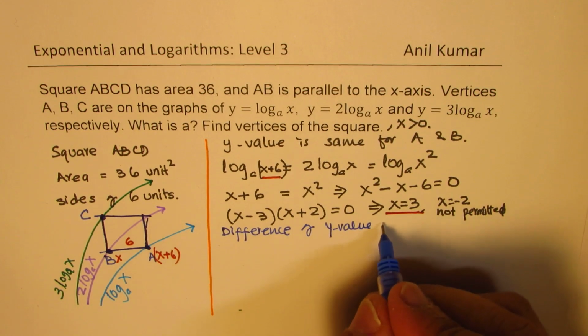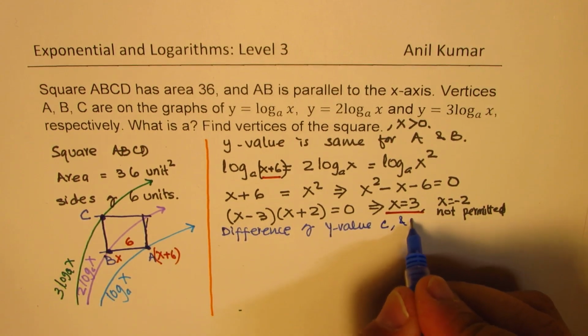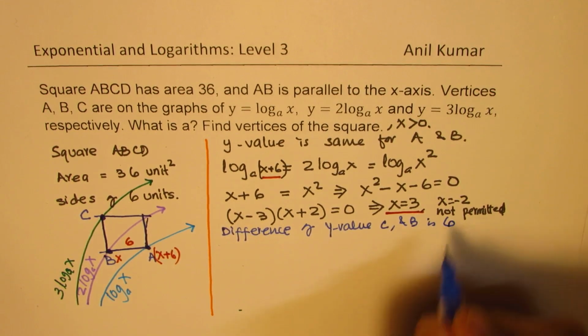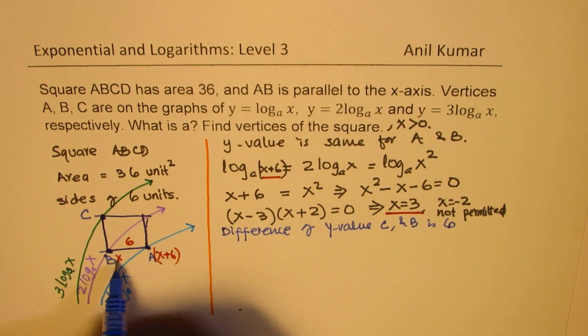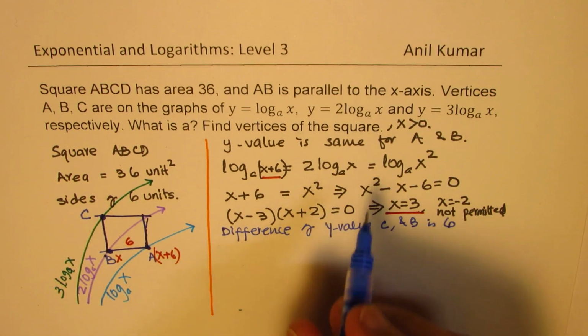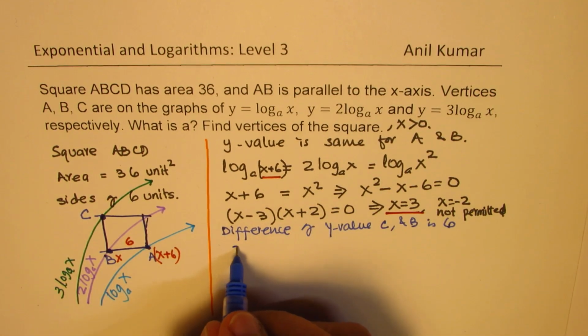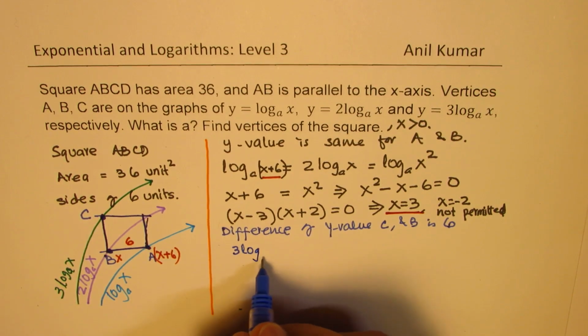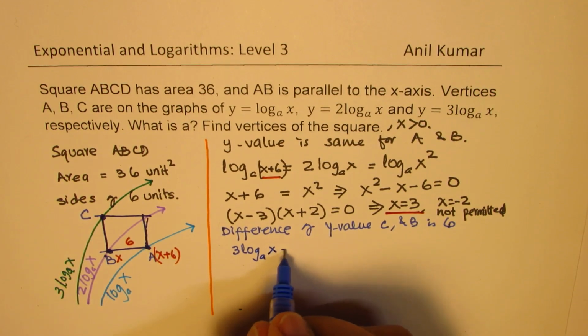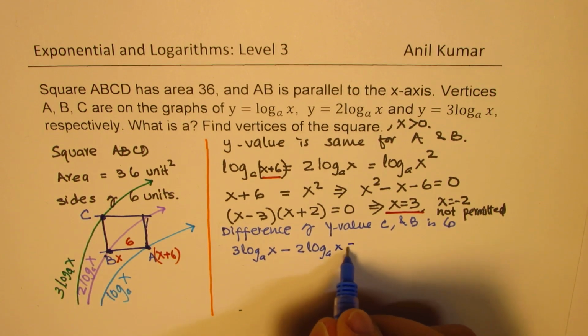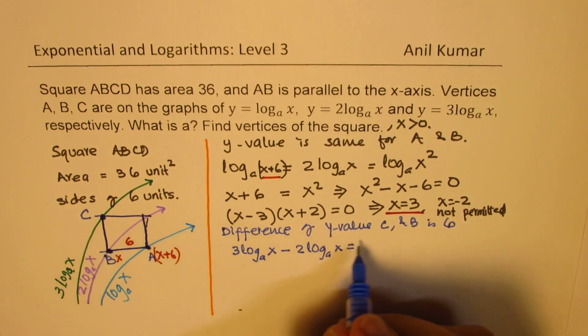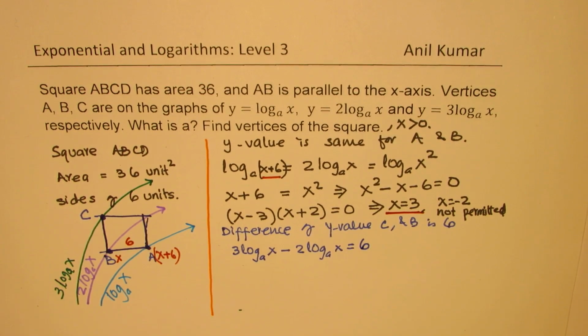For the points B and C, the difference is 6, correct? So that means, for the y value, we are looking at points where the x value is the same, right? So we can say that 3 times log to the base a of x minus 2 times log to the base a of x is equal to this difference, which is 6 units. Is that clear to you? Right? So we get our second equation.